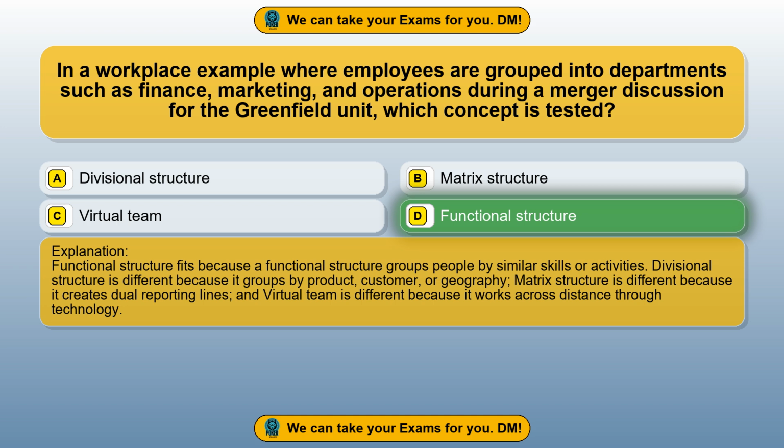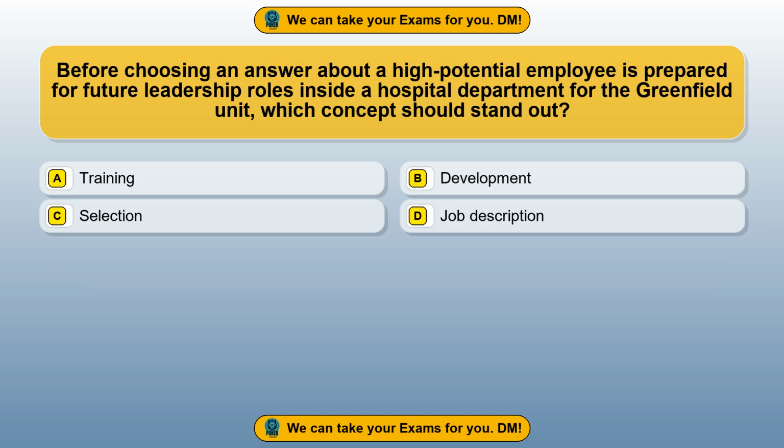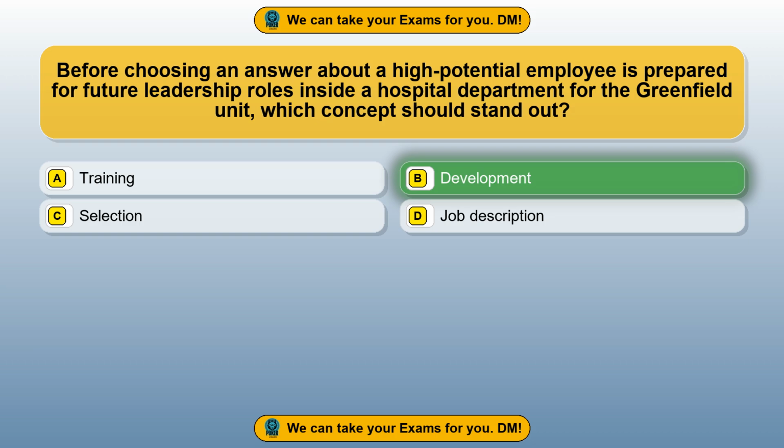Question 13. Before choosing an answer about a high potential employee being prepared for future leadership roles inside a hospital department for the greenfield unit, which concept should stand out? Option A, training. Option B, development. Option C, selection. Option D, job description. The correct answer is option B, development.